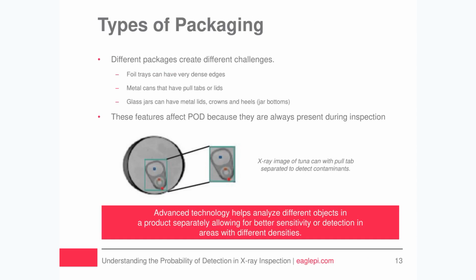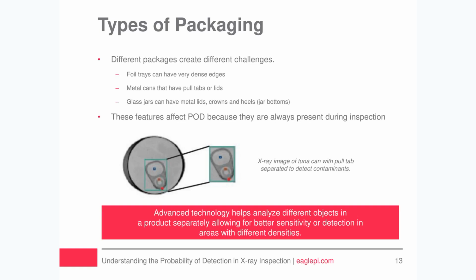Another variable that affects probability of detection is the packaging type. Obviously, we've just spoken on the previous slide about products that are unpackaged, such as chicken breast, but a lot of products are packaged. An X-ray system creates a 2-dimensional image of all the products that pass through it. Different packages create different challenges.